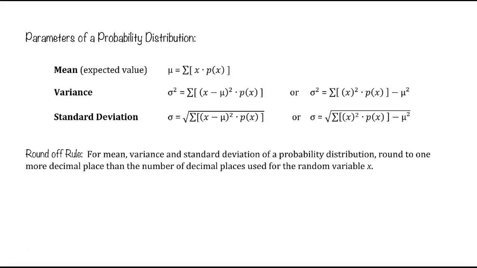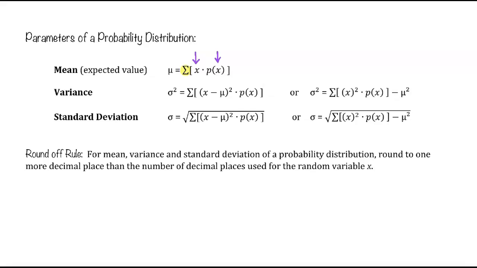With a probability distribution, we have a list of x values and their corresponding probabilities, p of x values. To calculate the mean, also called the expected value, we take each x value, multiply it by its corresponding probability, and then add them up for each value of x.